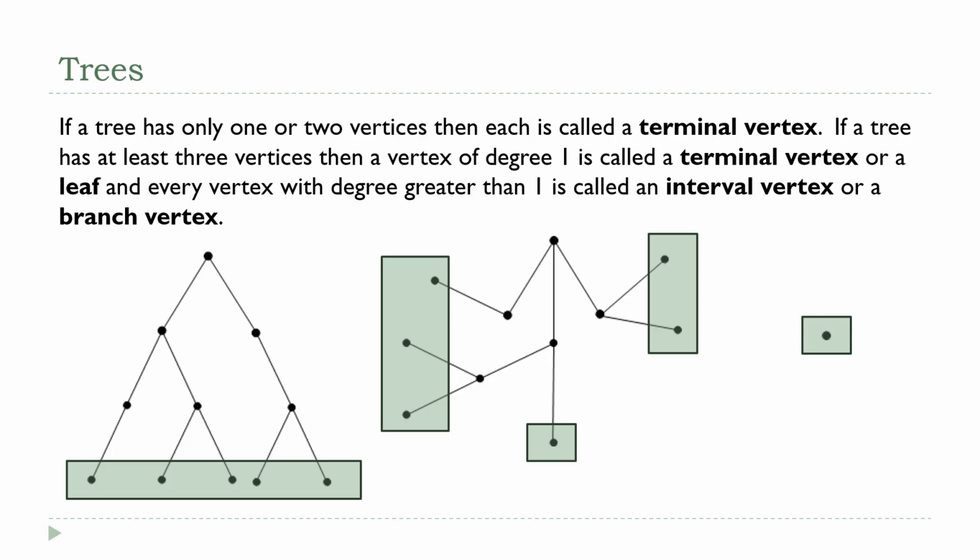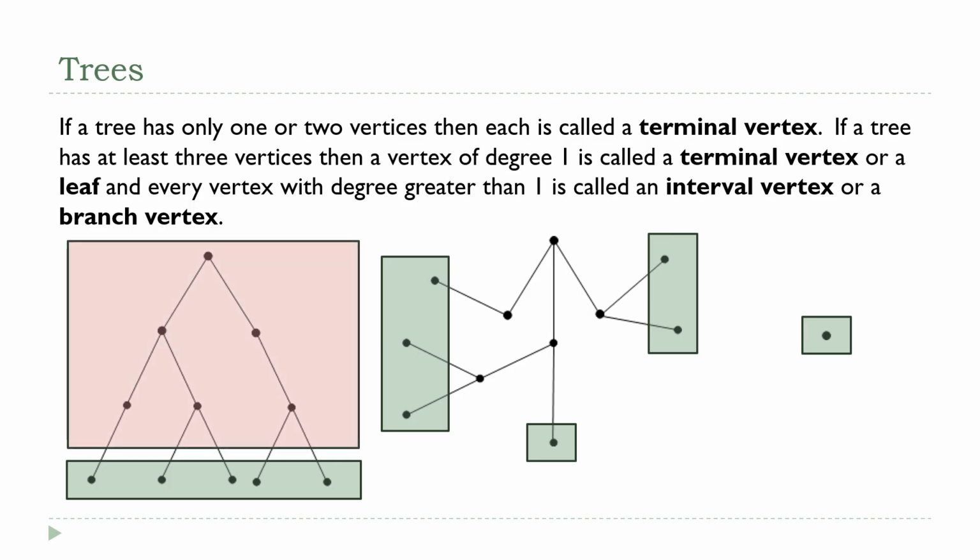Internal vertices or branch vertices, those are all the others. So in the left-hand graph, that would be this group. The middle one would be these vertices here. And there aren't any in that little isolated guy on the end. Okay, so I want you to hold on to those definitions. And in the next slide, we're going to look at a couple of theorems that show some of the properties of trees.